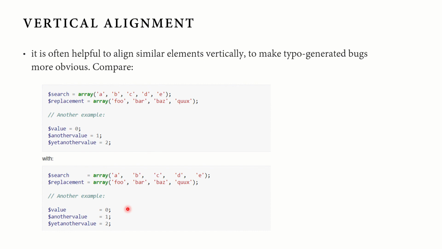But which one is more understandable to you? I think the second one is more understandable. Why the vertical alignment is there in the second one.